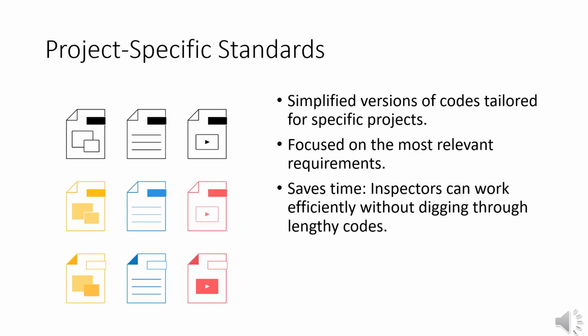Now let's talk about project-specific standards. A project-specific standard is when a company or project takes a welding code and boils it down to what the inspector needs to know for that particular job. This might be 1 or 2 pages, or maybe a 5-page document, but it keeps the inspector from having to dig through a lengthy code. This approach minimizes the risk of misinterpretation, which can happen because codes are often complex and challenging to read, especially for those who are new to the field.